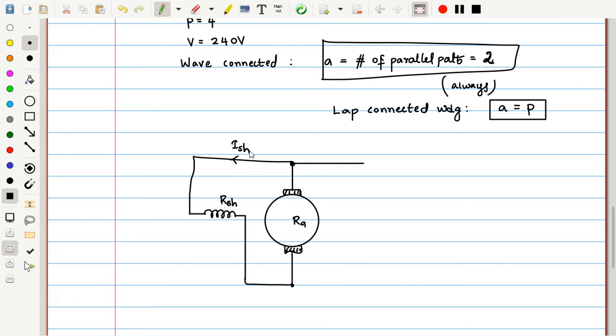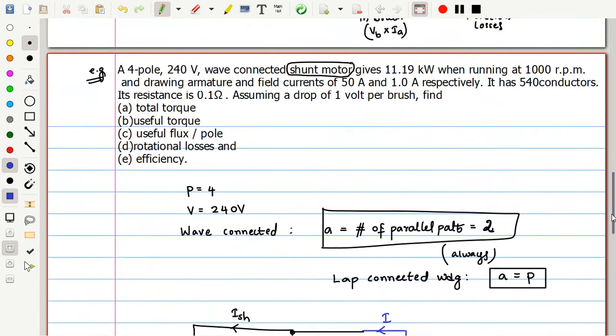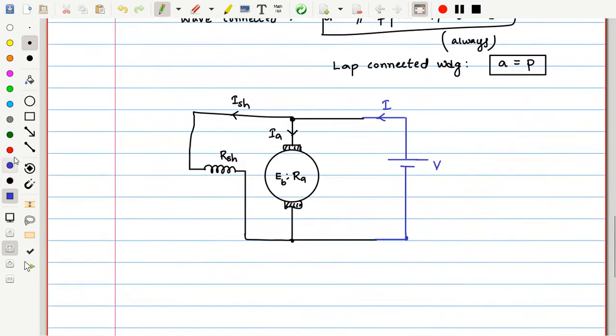The current through this is ISH. The armature current is IA, and the armature will have some back EMF, which, because it is a motor, I'll call EB. If it were a generator, I would have shown it as EG. This entire thing is connected to a source of voltage V, like a battery, and it supplies a current I. Once you see a shunt motor, draw this diagram immediately, and you will get some information. Next, this motor output is rotational in nature, so the output is the shaft power. This is the shaft, let us say.